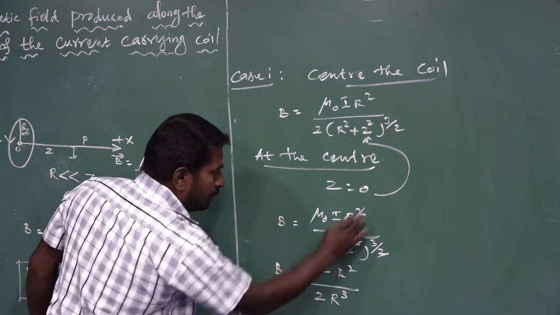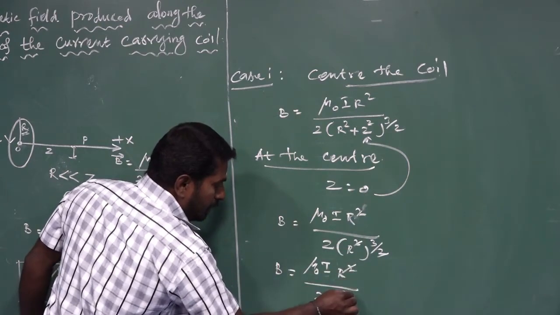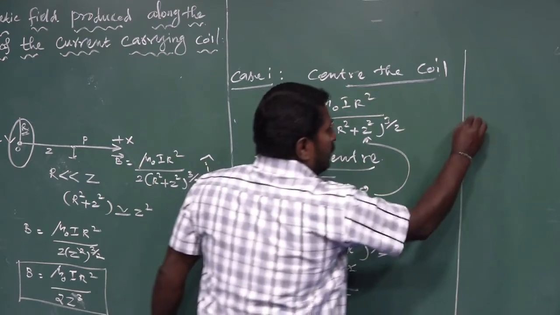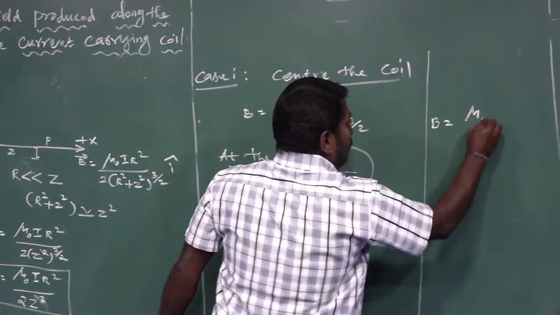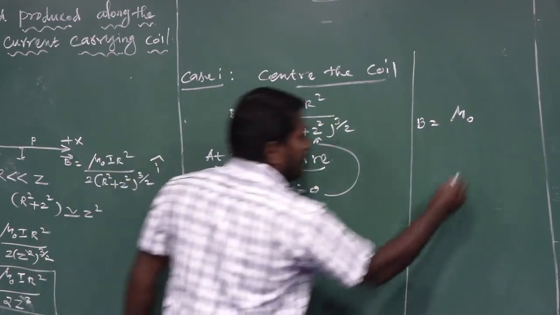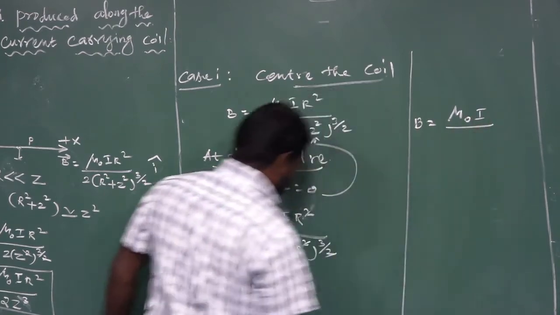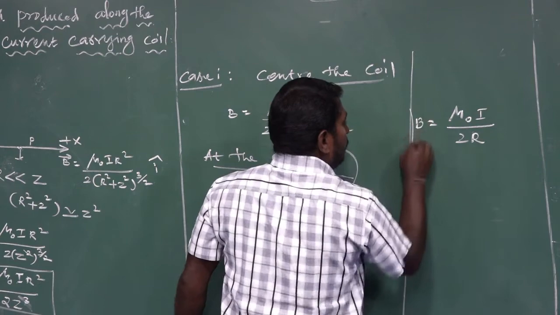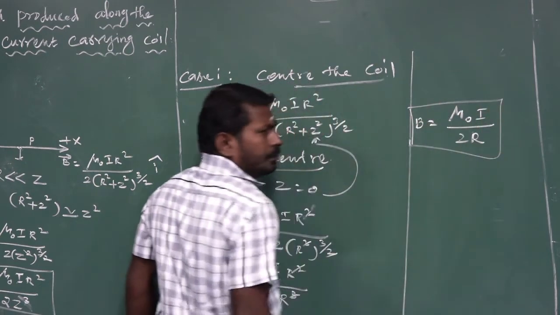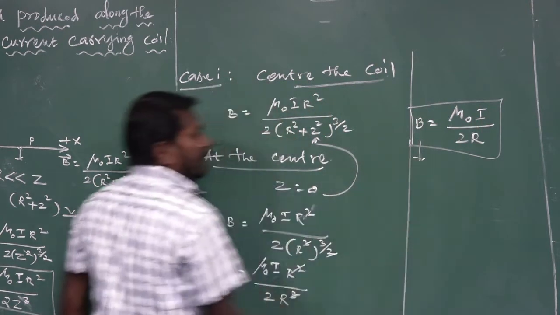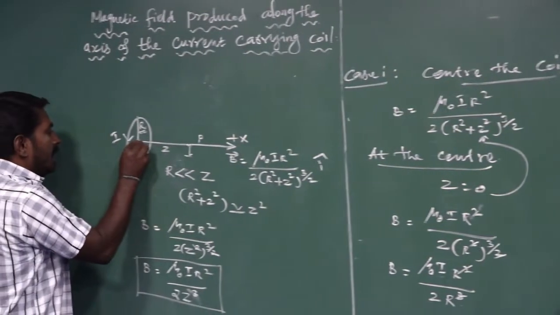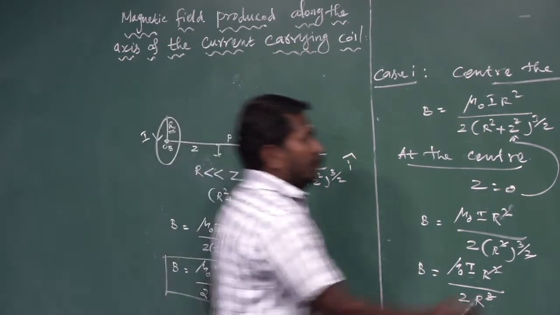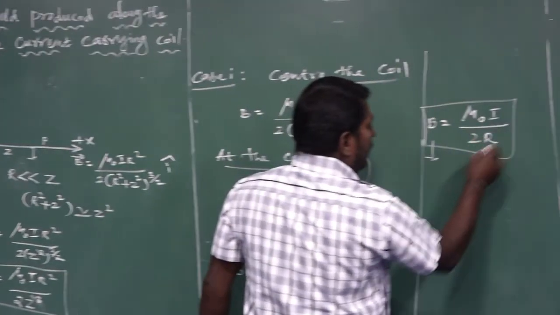The r square gets cancelled. Then B is equal to mu naught I divided by 2r. It is another important equation. Magnetic induction at the center of the circular coil carrying current, B is equal to mu naught I divided by 2r.